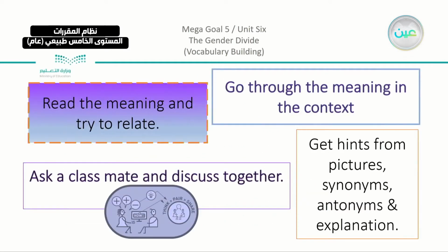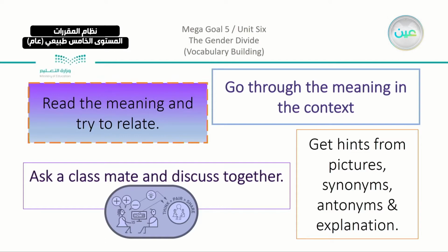Now, as usual, we have here to read the meaning and try to relate. This is what we just did. We read the meanings, and you can just relate to some of the words if you know them. If you do not, it's okay. We're going to work on it. We will go through the meaning in the context. You can also ask a classmate and discuss together if you wish.